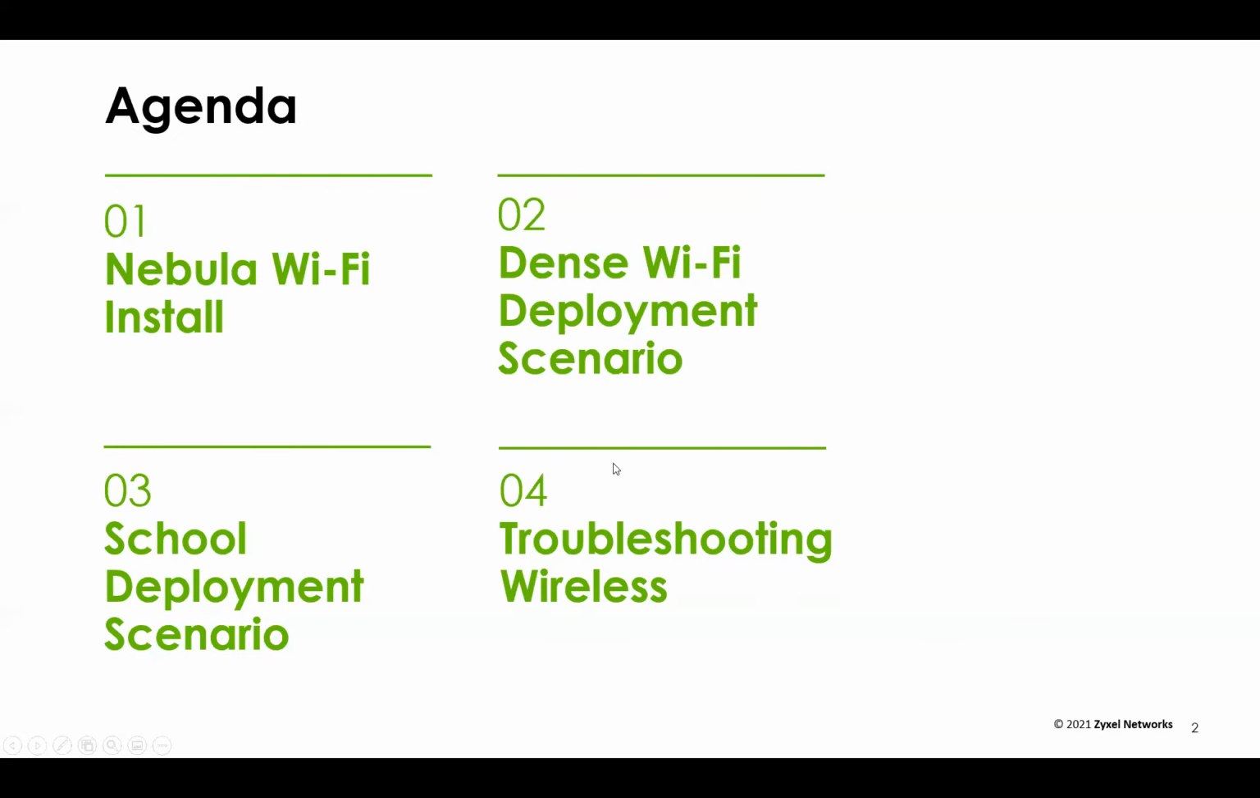So first, we're going to start with the Nebula Wi-Fi installation itself, basic onboarding of getting your AP installed into Nebula. Next, we'll look at the dense Wi-Fi deployment scenario where you have a lot of Wi-Fi clients trying to connect to your access points. Thirdly, we'll look at the school deployment scenario where you're trying to install this in a school and any pitfalls or maybe troubleshooting that may need to happen in that installation. And then finally, just some basic troubleshooting with the wireless itself.